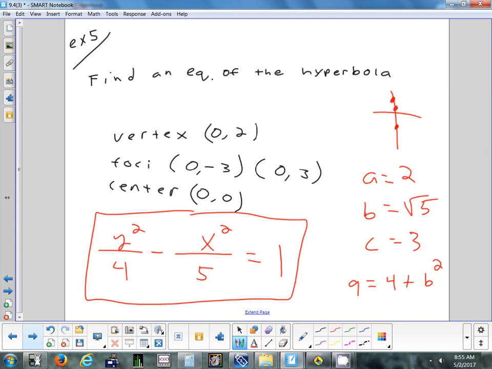Yeah. What letter would you have to get by itself? You'd have to get y by itself. So you'd have to add the x squared over 5, push that to the other side, then multiply by 4 to push that over, and then you'd have to take the square root. So it'd be a little messy, but the calculator could graph it, and it would graph it in two parts. It would graph like the top part and then the bottom part separate. Good. Any questions on that?